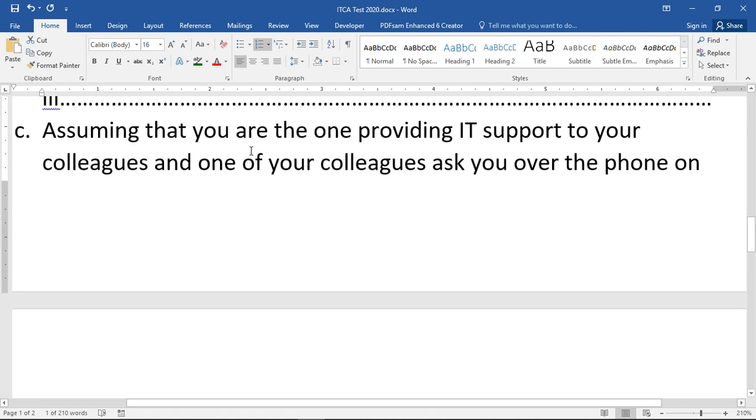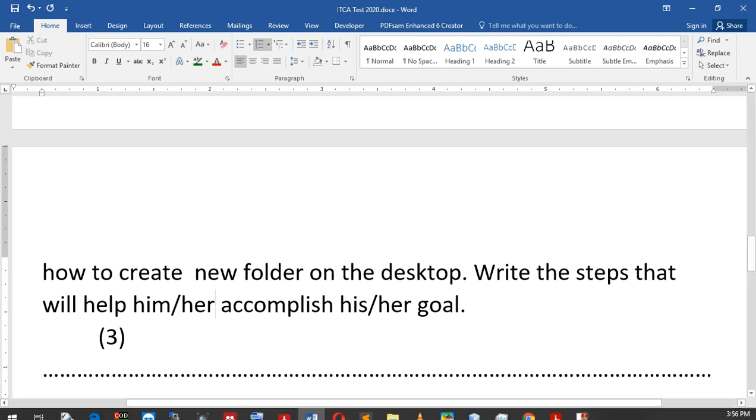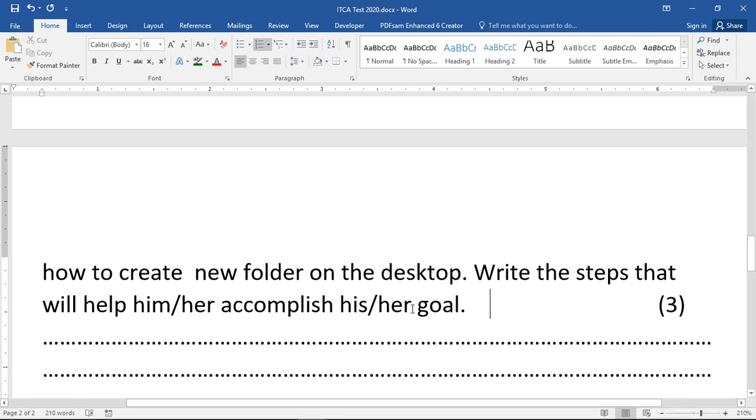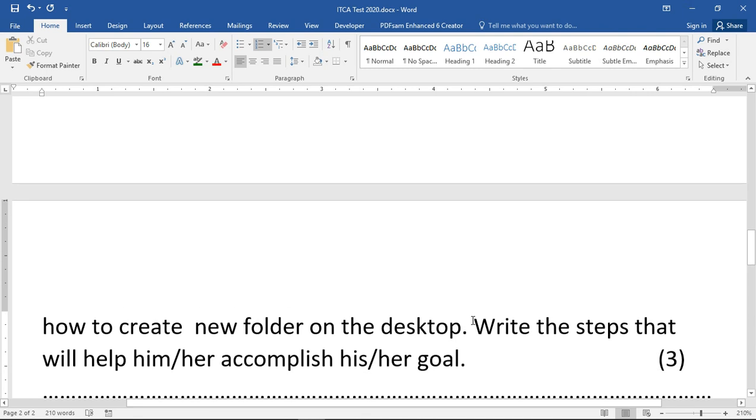Here is another question. Assuming that you are the one providing IT support to your colleagues, and one of your colleagues asks you over the phone how to create a new folder on the desktop, write the steps that will help him accomplish his goal. Right, so that's the question, and those are the marks for this question. Now I don't want to waste your time. The question is just asking you, how do you create a new folder on a desktop?